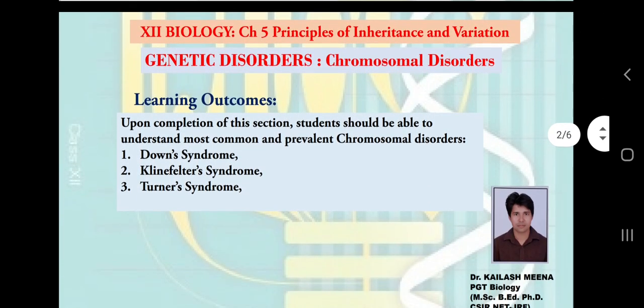So in this video, after watching this video, class 12th biology students will learn about Down syndrome, Klinefelter syndrome and Turner syndrome. These all syndromes or diseases are chromosomal disorders. So let's learn how these type of disorders happen in human beings.